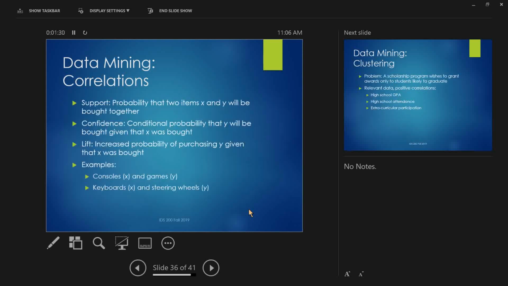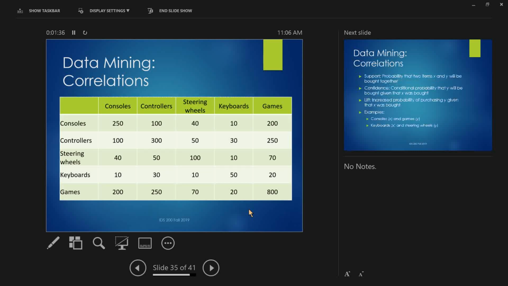Number one, support. Support is the simple probability that two items, X and Y, will be bought together. For example, if we look at consoles and controllers, the support for that is 10%. Out of our 1,000 transactions, 100 of them involve somebody buying both a console and a controller. And the point of support is a way of recognizing, hey, these are popular combinations.